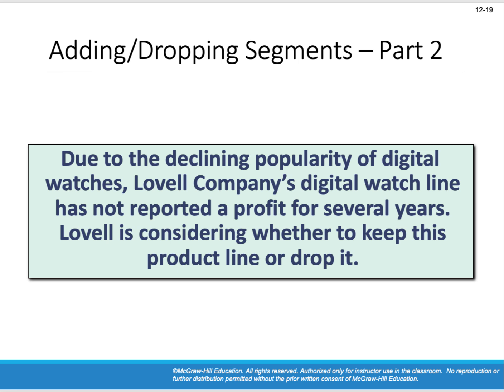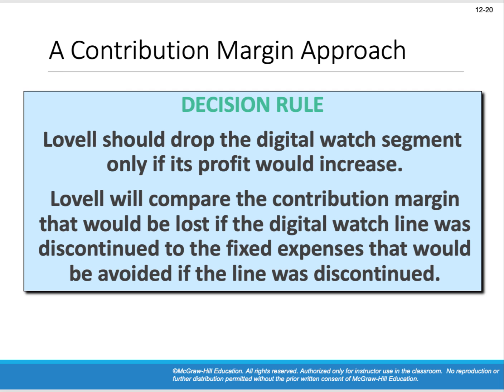Lavelle company apparently makes digital watches, and they have noticed a decline in popularity of those digital watches. The company hasn't reported any profit for several years, or I should say that product line has not reported any profit over several years, and Lavelle is considering, should we drop this product line? Well, in order to do that, we need to look at the financial impact of that. The easiest way to do it is going to be the contribution margin approach.